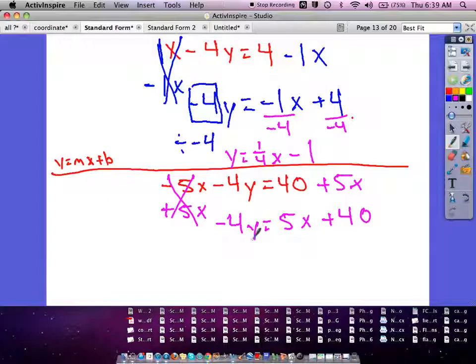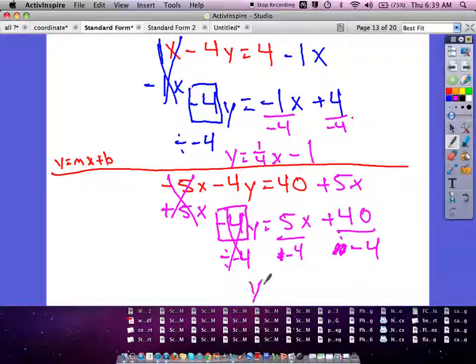Now I have to go over to this guy right here. I have to get rid of this. It's hooked onto the y, so that's a times. So that would make that divide. So I have to divide by negative 4. So I will take this and divide by negative 4, and I will take this and divide by negative 4. So that's going to get rid of this. So that's just y equals.